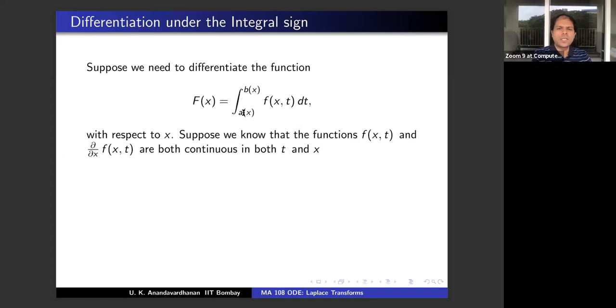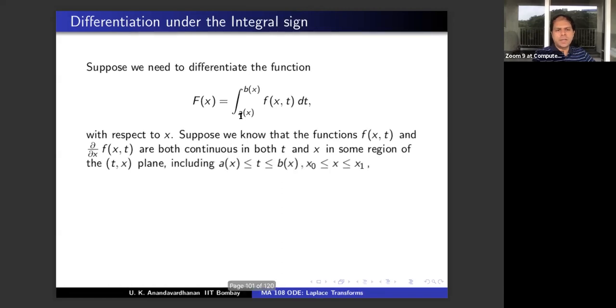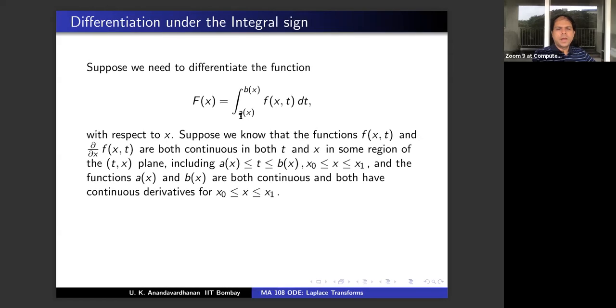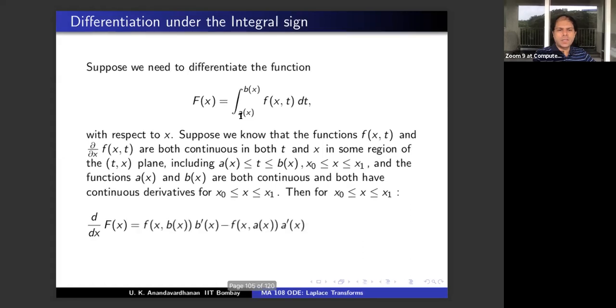Suppose you know that this function f of x, t and its partial with respect to x are both continuous in both t and x in some region in the tx plane, including this kind of a rectangle, and you have nice conditions on these functions a(x), b(x) also. Then you can differentiate. And what is the answer? d by dx of F(x) is f of x comma b(x) times b prime(x) minus f of x comma a(x) times a prime(x) plus integral a(x) to b(x) del by del x f(x,t) dt.